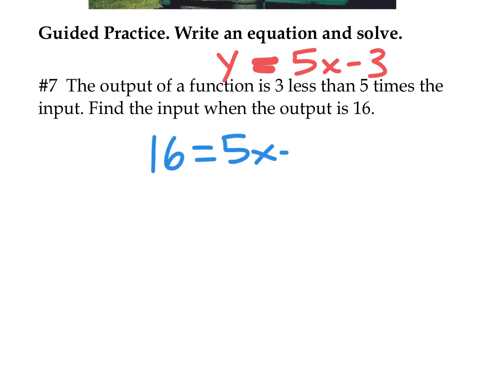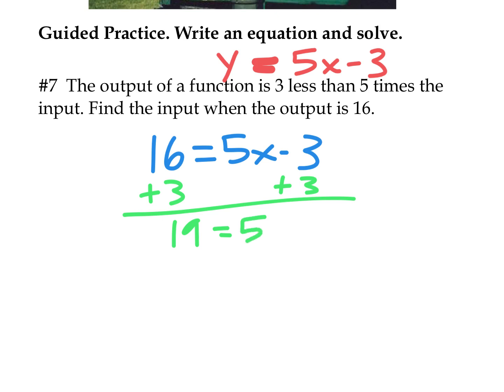What is the x value? Okay. So now I can add 3 to both sides. I get 19 equals 5x. And then I can divide by 5. And x equals 19 over 5.